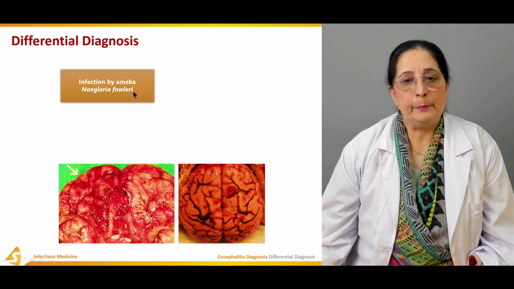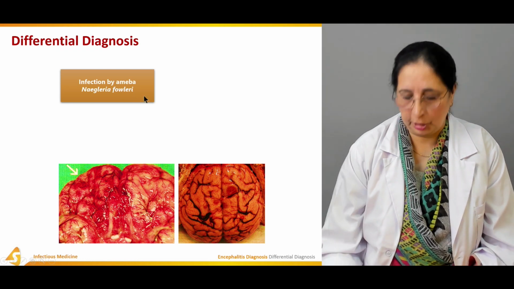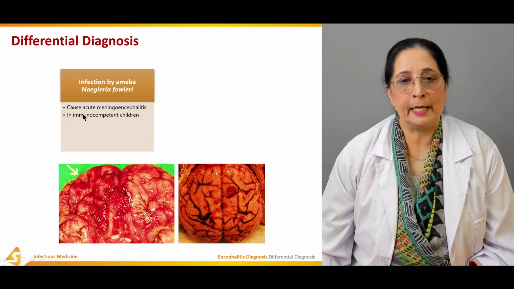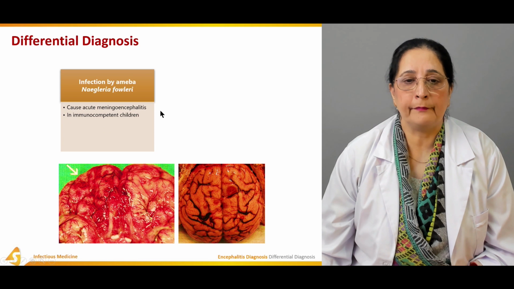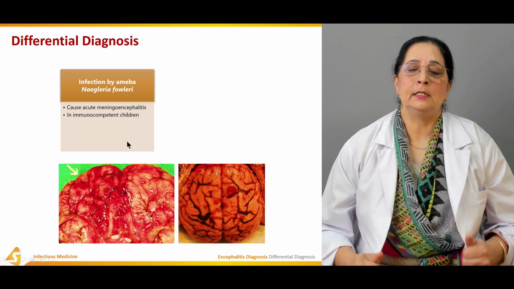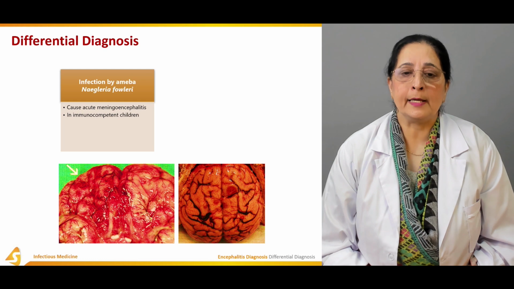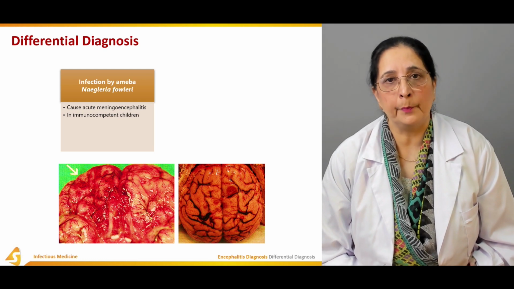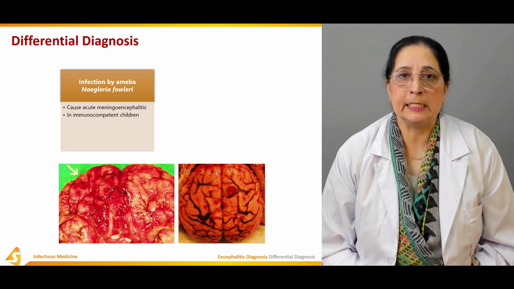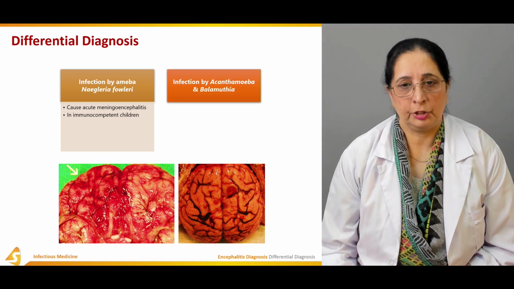Infection by amoeba, Naegleria fowleri, a common amoebic infection. How can we differentiate the cause of acute meningoencephalitis in immunocompetent children? This type of amoebic encephalitis usually affects children who are immunocompetent. They are not immunocompromised. They have intact immunity. They are affected by amoeba infection.